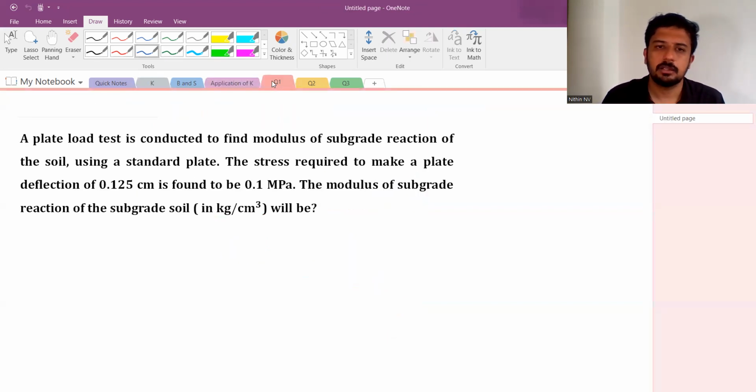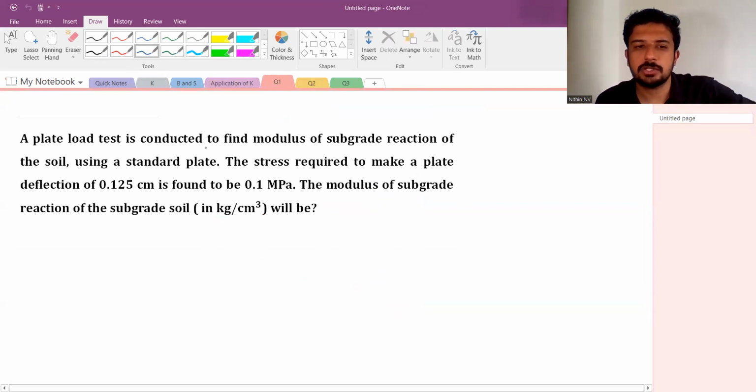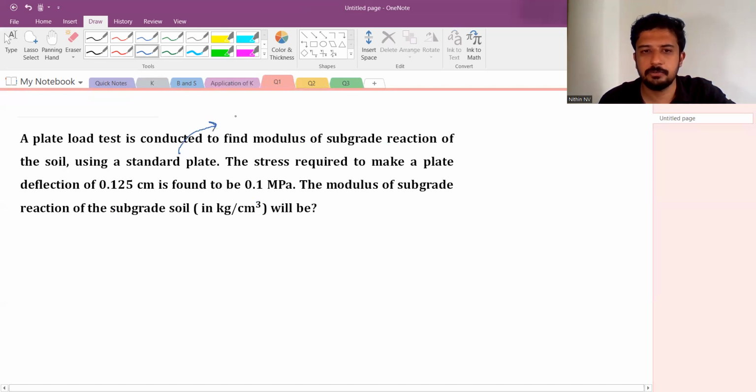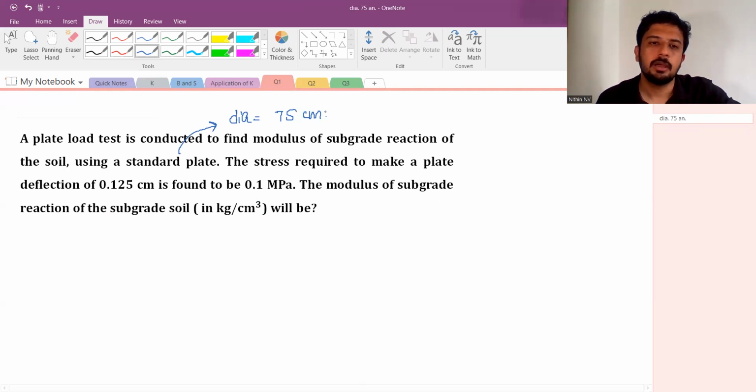Now let's understand it with the help of a question. A plate load test is conducted to find the modulus of subgrade reaction of the soil, which means it's going to be a circular plate, using a standard plate. Now no need of applying any correction here, because we have already used the standard plate itself. What is the meaning of this? From this statement itself, I understand that the diameter of the plate is going to be 75 centimeter.